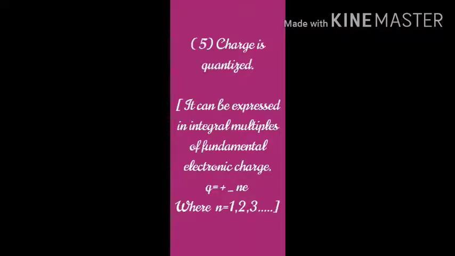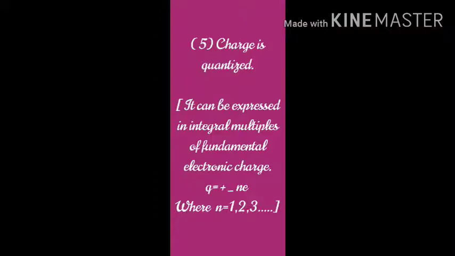Number 5: charge is quantized. This is also known as quantization of charge. That is, electric charge exists in discrete packets rather than in continuous amounts. It can be expressed in integer multiples. Fundamental electronic charge Q is equal to plus minus n e, where n is equal to 1, 2, 3, 4 and e is the charge of an electron, that is 1.6 into 10 to the power minus 19 coulomb.